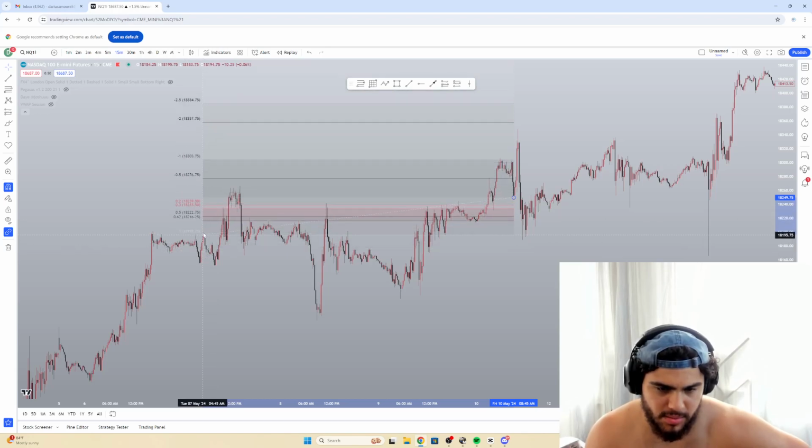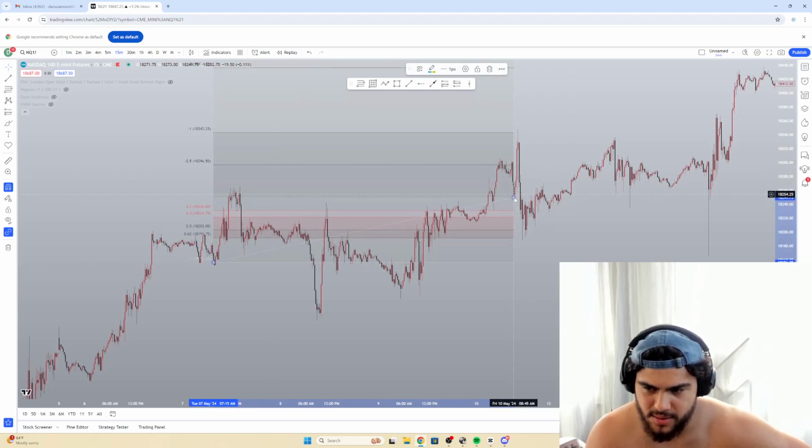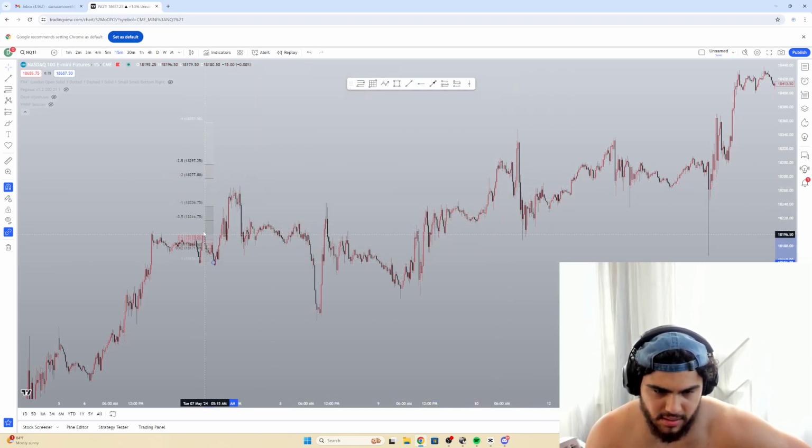So, I mean, this is pre-market, but same idea. Manipulation to the downside for this liquidity sweep. I remember this day too. That was SMT. So SMT at the lows.